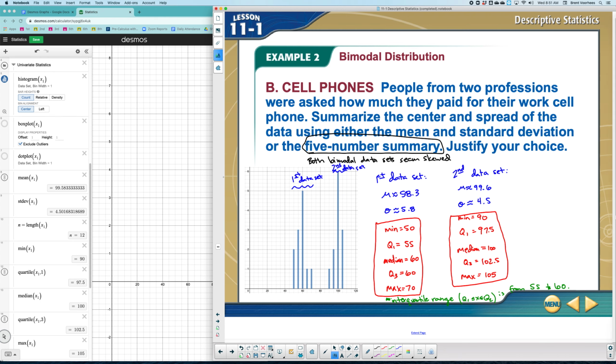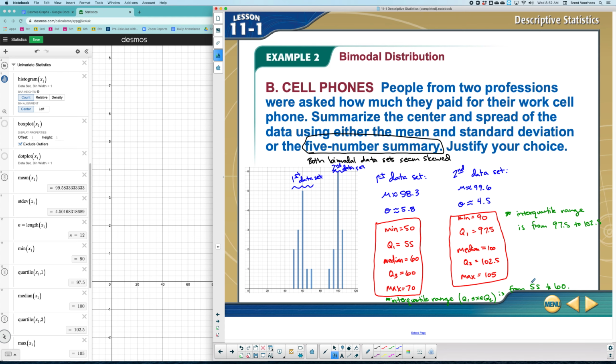And the interquartile range on this one is from 97.5 to 102.5. That means half the values occur between those two values. So that's the interquartile range. Half the values fall between those 2 points.